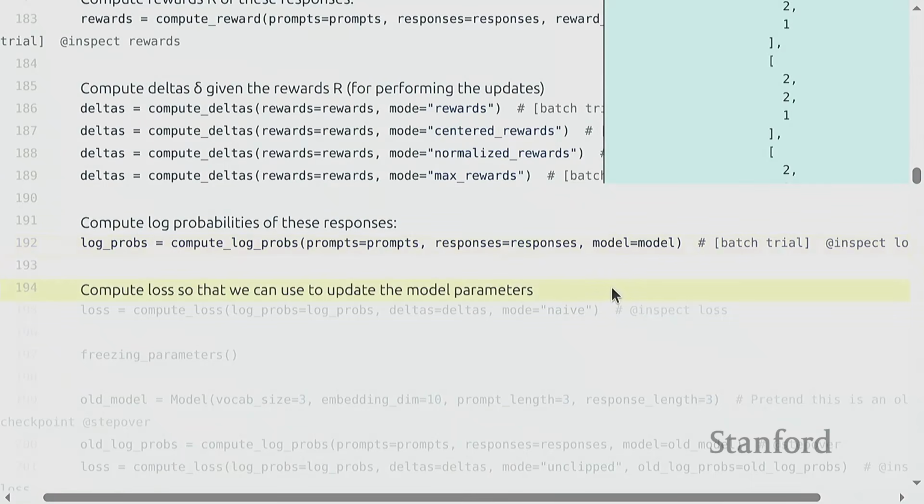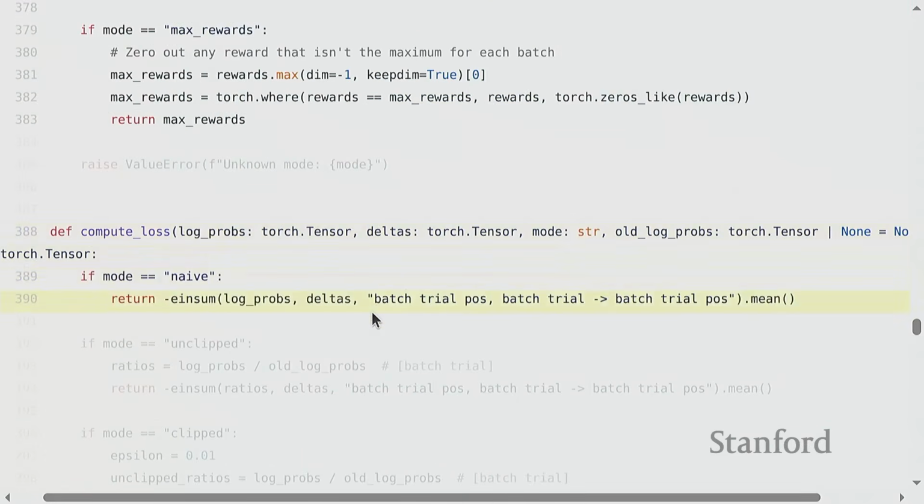Okay, so now we want to finally compute the loss. And here there's another set of choices. I'm trying to present this as a kind of menu. So the most naive thing is naive policy gradient. You just take the deltas and the log probs, and you just multiply them together and average. Okay? So this is log probs.